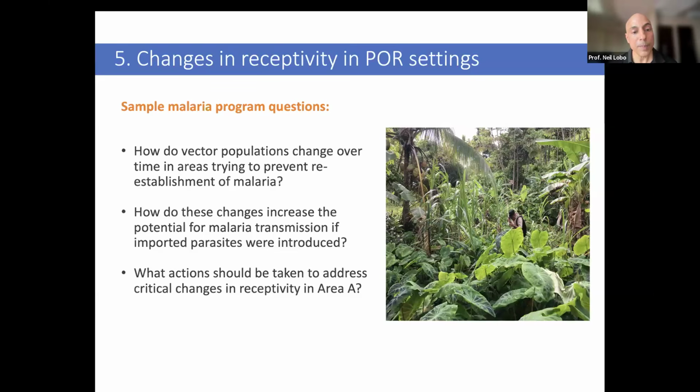For example, if imported parasites were reduced, especially in areas where we've eliminated malaria, which I hope becomes all your countries. And what action can be taken to address critical changes in receptivity? For example, huge amounts of rainfall or a flood or an influx of immigrants or migrants, right, who might have malaria. How do we take these things and factor them into changes in the transmission season?